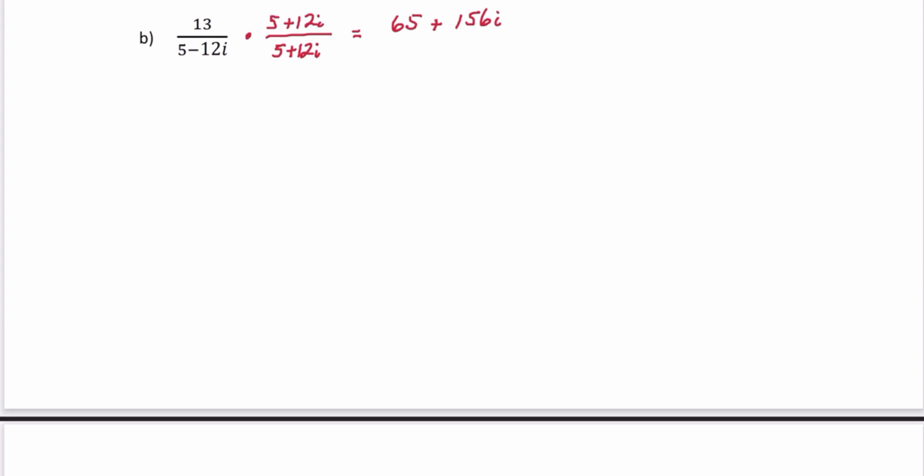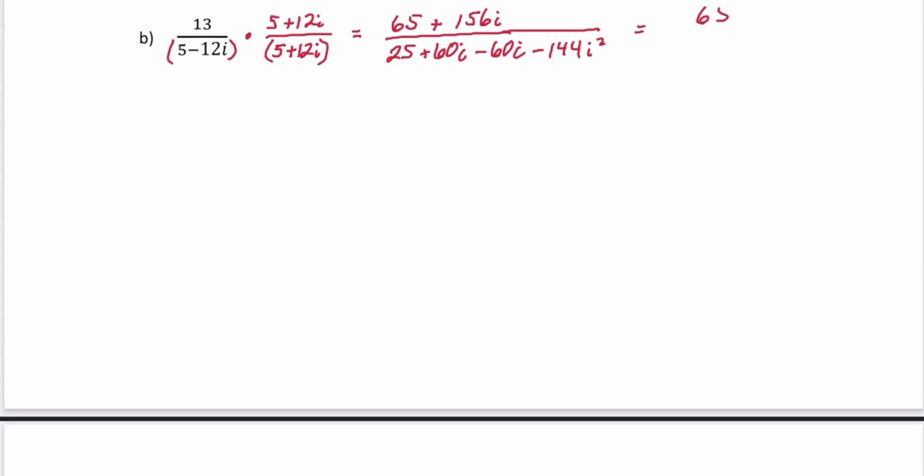Divided by, down in the denominator, we need to distribute. 5 times 5 is 25. 5 times 12i is 60i. Then we get negative 60i. And negative 12i times 12i is negative 144i squared.